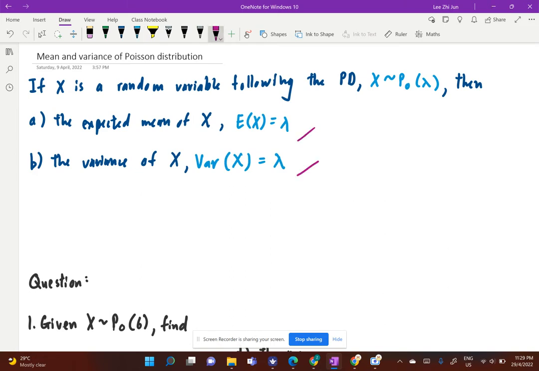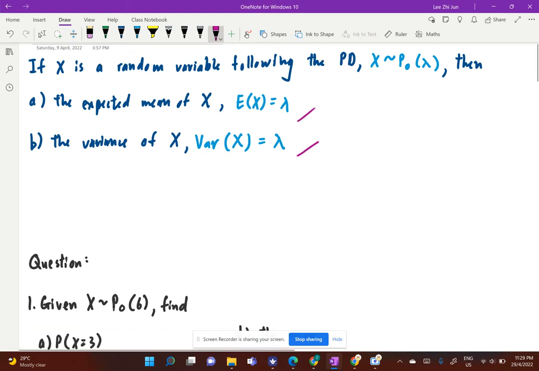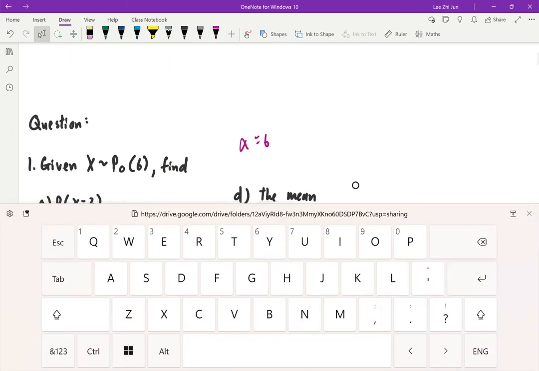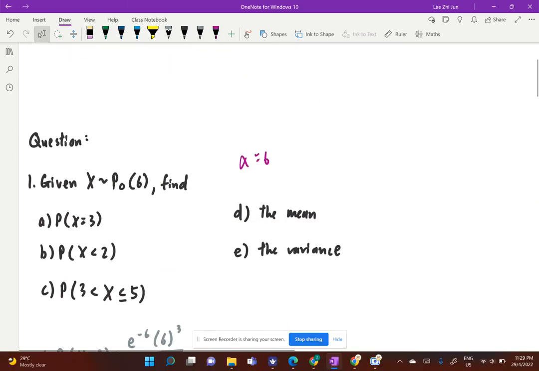So I prepared some questions also. Let's just go through a question. Question 1. Given X follows Po with parameter lambda equals 6, find: a) P(X = 3), b) P(X smaller than 2), c) P(X larger than 3 and smaller than or equal to 5), and d) the mean and the variance.